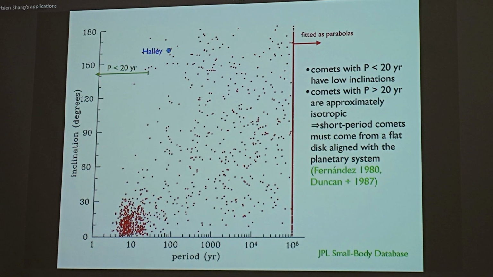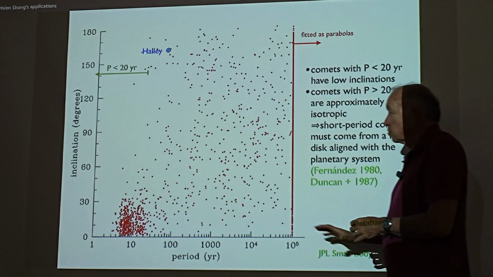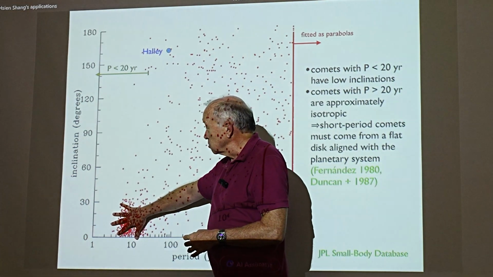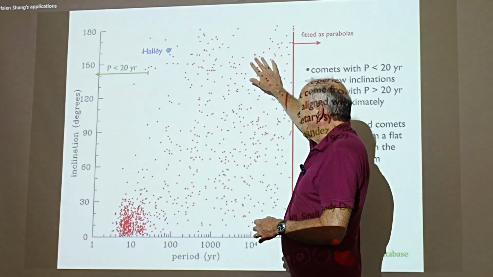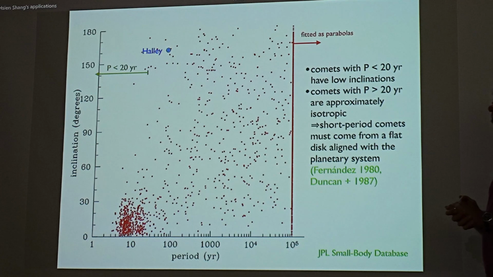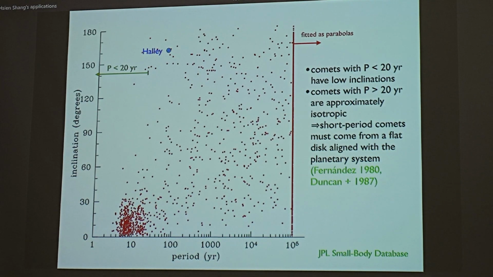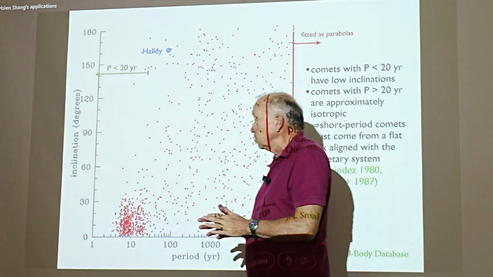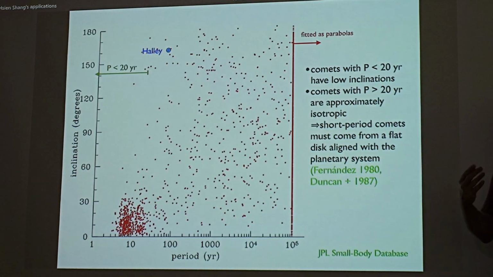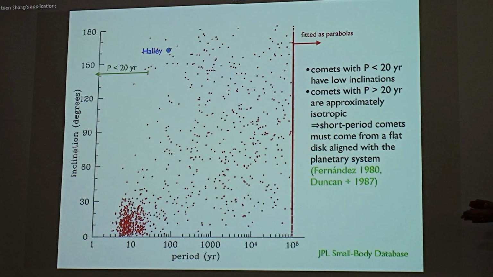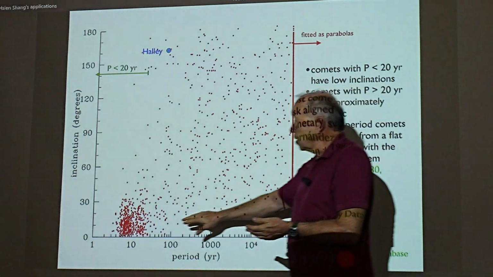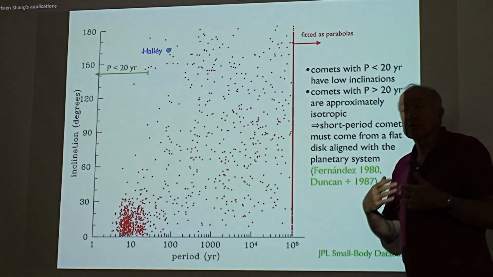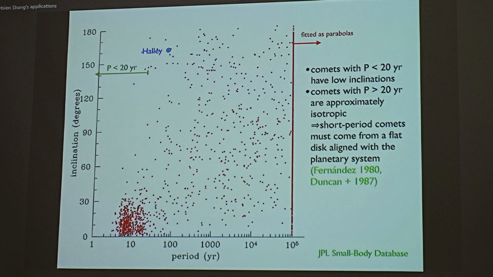And that's the basic division in the distribution of comets. There's a cloud at low inclinations and small orbital periods, and another cloud with roughly isotropic distribution of inclinations and longer orbital periods. The comets' orbits are evolving as a result of interactions with the planets, but those interactions can't take an isotropic distribution and compress it into a flat distribution. That tells you that the short period comets, the ones in this clump, must have come from a reservoir that's a flat disk aligned with the planetary system.